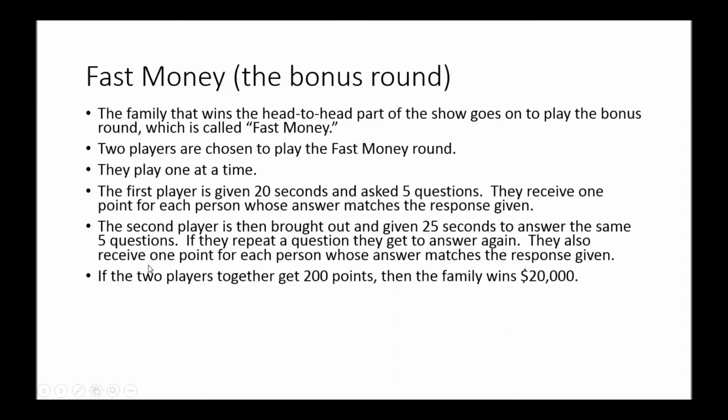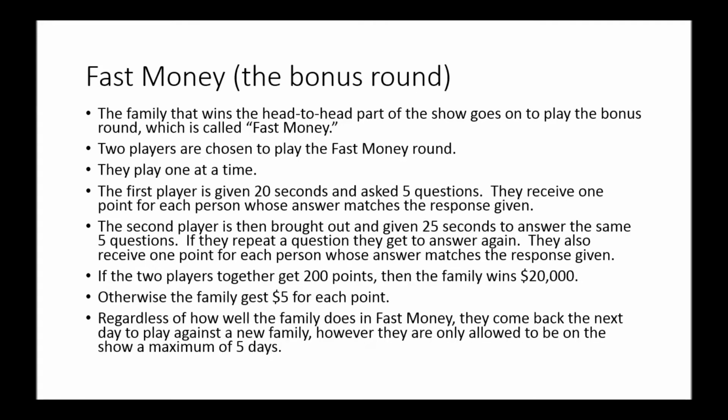If the two players together get 200 or more points, the family wins $20,000. So 200 or more, they win $20,000. Otherwise, if they don't hit 200 points, they get $5 for each point. So if they got 3 points total, it's pretty unlikely, but if they got 3 points, it would be $15. If they got 75 points, it would be $375, I think, if I can do mental math. Just $5 a point. Number of points times 5.